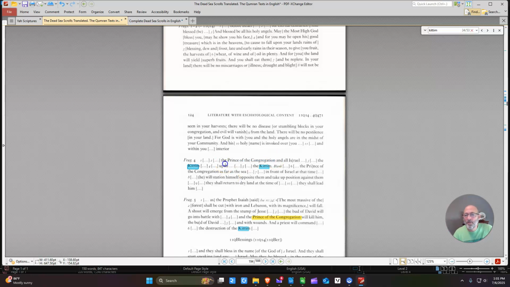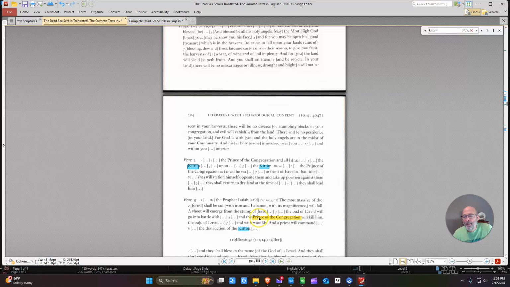And here in this reference to the prince of the congregation and all Israel, or here is a reference to him. But there's more. Well, here, I've highlighted in this fragment as well: "And the prince of the congregation will kill him." And this is in context of "will fall, a shoot will emerge from the stump of Jesse." So here's evidence that we're talking about the Messiah. "The bud of David will go into battle with, and the prince of congregation will kill him."